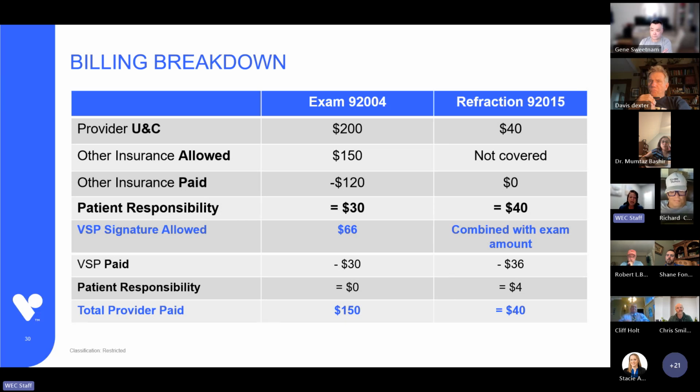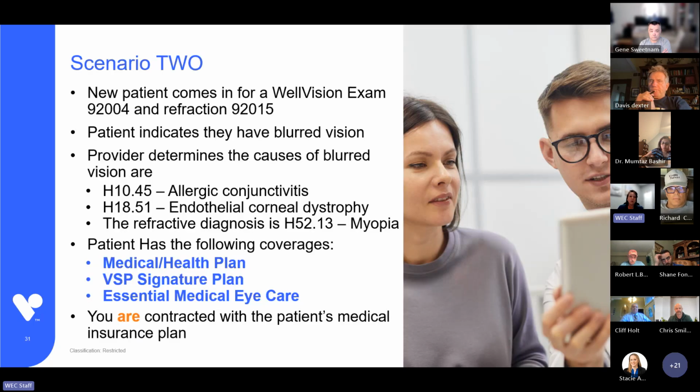So again, $190 for the doctor, $4 out of pocket for the patient. So everybody's really happy. And again, remember, that is just when the patient had major medical and just the regular Signature plan, Well Vision plan, not Essential Medical Eye Care. So now let's go to the next step, when the patient actually has all three.